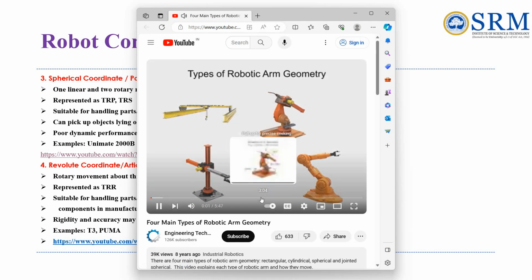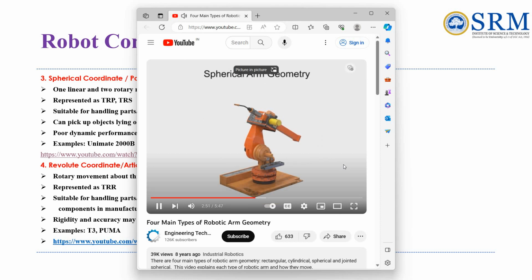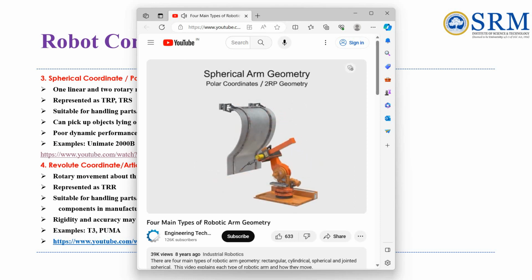There are 4 main types of robotic arm geometry. Rectangular can rotate in 2 directions and move linearly in 1, and thus are given the designation of 2RP. The robot has base rotation, shoulder rotation, and prismatic or linear motion at the arm. You can see 2 rotations. This type of robotic arm is most often used in machine tending, material handling, welding, painting, coating, and assembly tasks.